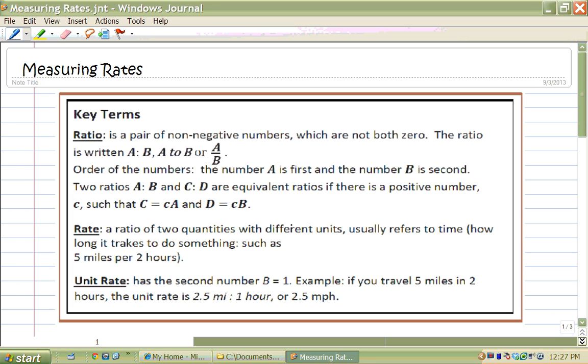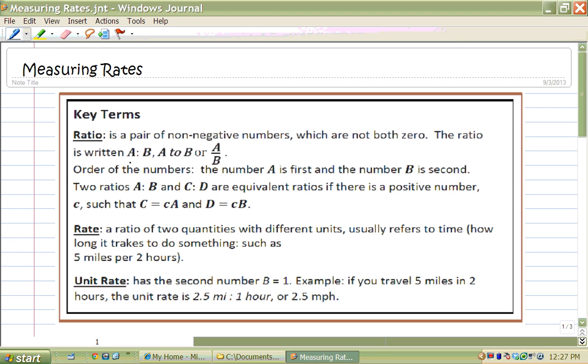Measuring rates. Before we go into this, there are some terms that you need to know. The first one is ratio. A lot of people think of ratio as a fraction because a fraction is a ratio. But a ratio is non-negative numbers, so only positive, and they're both not zero. Ratios are written one of three different ways. The A and the B here represent the numbers themselves that are not zero and are non-negative.